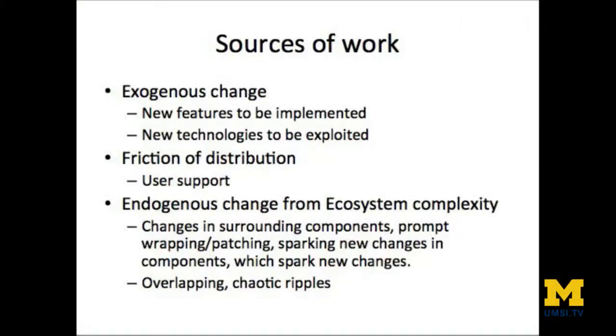And so we've got exogenous change from new features that people come up with and from new technologies that are there to be exploited. We've got a kind of friction of distribution. We've got work to do to support users getting started and using this stuff. But more importantly, for my presentation at least, we've got endogenous change from the complexity of the ecosystem. So changes in surrounding components prompt new episodes of wrapping and packaging and extending, which spark new changes, and we end up with overlapping chaotic ripples that make sustaining useful software very difficult.